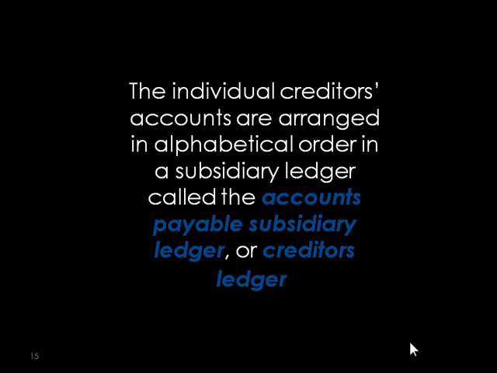Similarly, on the flip side, an individual creditor's accounts are arranged in alphabetical order in a subledger called the accounts payable subledger, or the creditors' ledger. This would be all of our vendors that we are buying our cleaning supplies from. We'd have an accounts payable ledger where we would track all of the amounts we owed. All the detail would be in the subledger, and the totals would be in the general ledger. This is a way you don't clutter up your general ledger. You keep your control account on your general ledger, and you put your details on your subledgers.